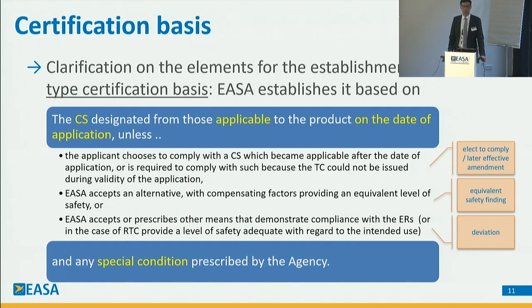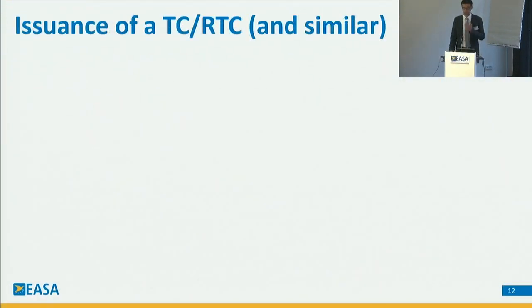And on top of that, if the CS is not complete, special conditions are prescribed by the agency. Again, that a special condition is needed is at least expected to be flagged by the applicant: okay, here the CS is not appropriate, not sufficient, not complete. But finally, this will be written by EASA.